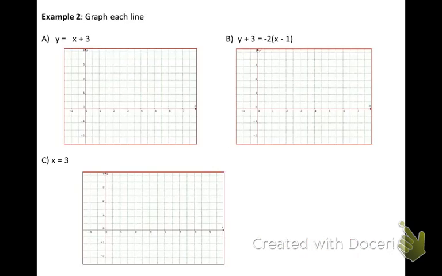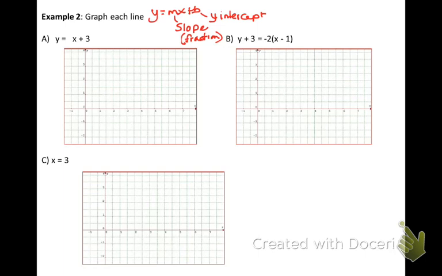All right, graphing. What I like to do is find the slope first, and the slope is the one that's in front of the x. Remember, it's y equals mx plus b. Here's your slope, and here's your y-intercept. We want the slope to be a fraction.